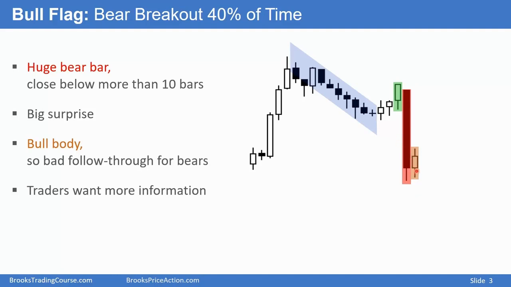They created a bull trend bar after a huge bear trend bar. And that generates confusion. Why were the bears unable to get a second consecutive bear trend bar? And why were they unable to close this bar below the low of the bull leg? So something's wrong with this bear breakout.